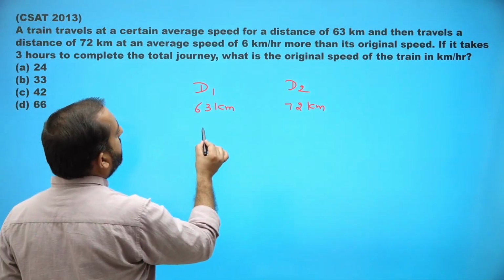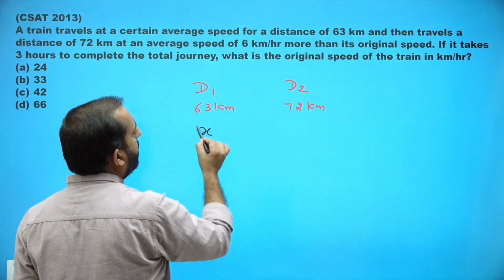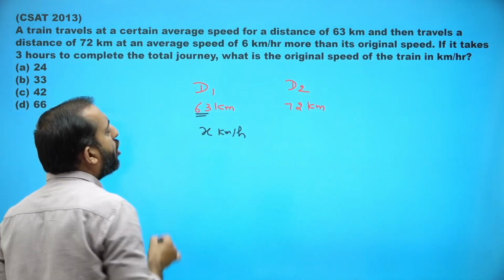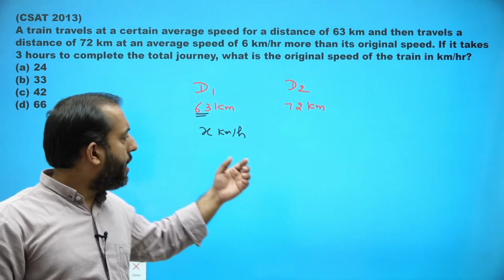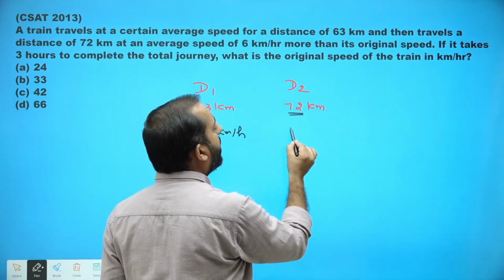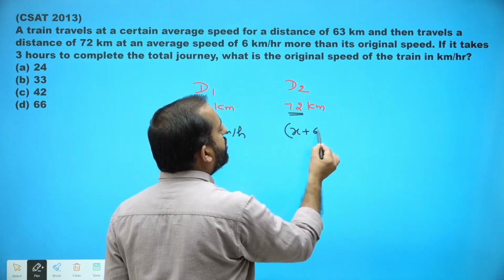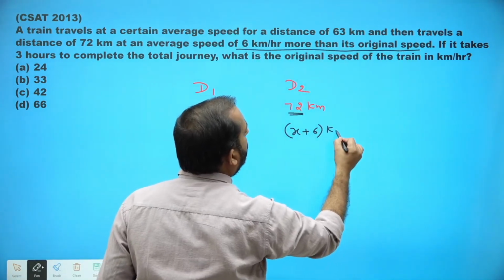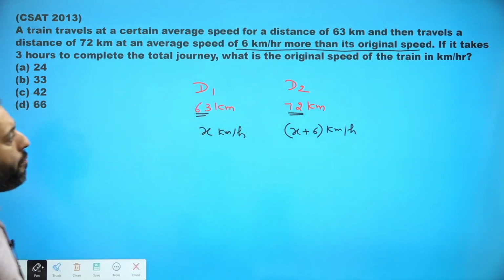So let's say originally the average speed of the train was x kilometer per hour. This distance of 63 kilometer has been covered by that train at x kilometer per hour, and this distance of 72 kilometer has been covered by that same train at an average speed of 6 kilometer more than its original speed, so x plus 6 kilometer per hour. If it takes 3 hours to complete the total journey, what is the original speed of the train in kilometer per hour?